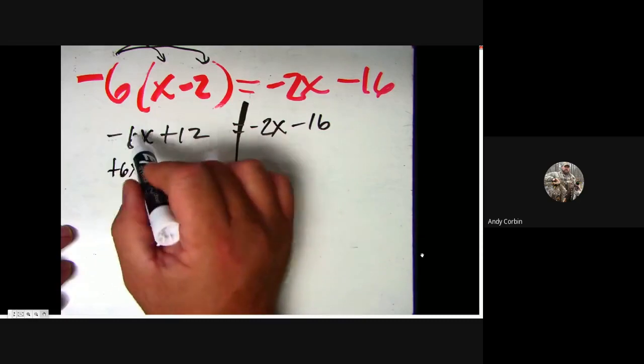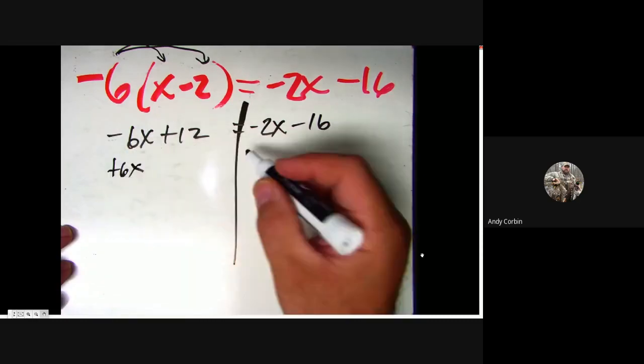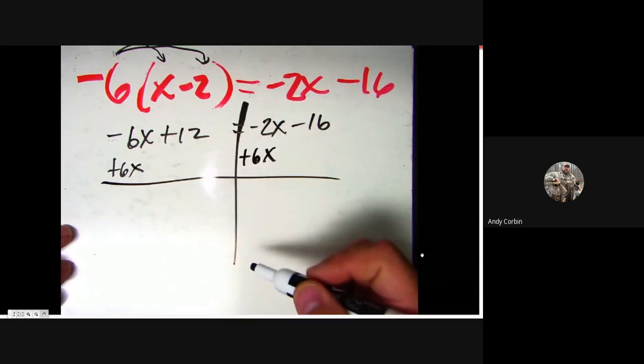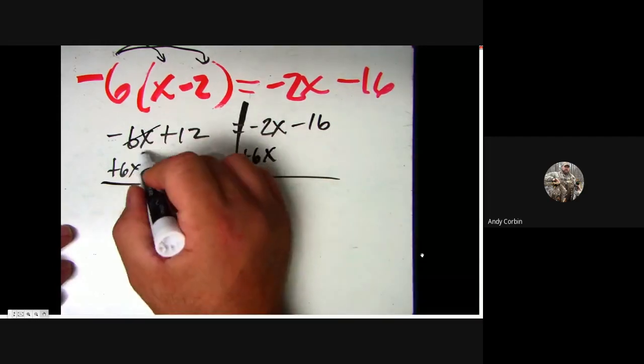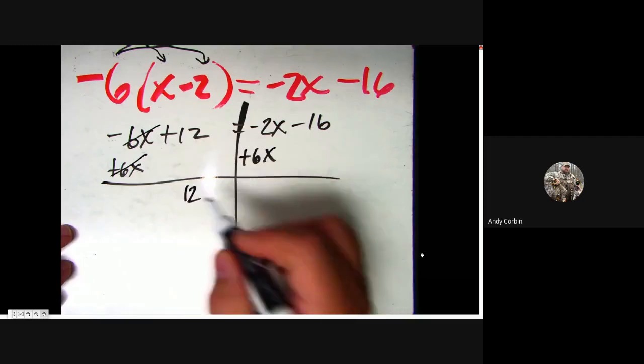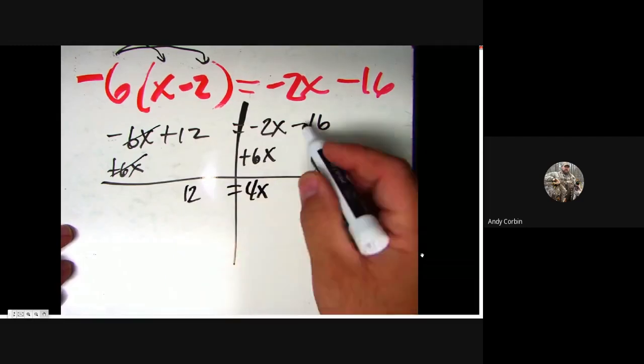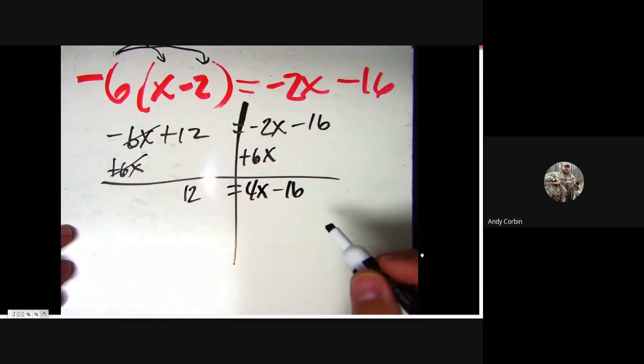So minus 6x, we undo that by adding 6x, and we do that to both sides. These are additive inverses. Bring down my 12. That gives me 4x minus 16.